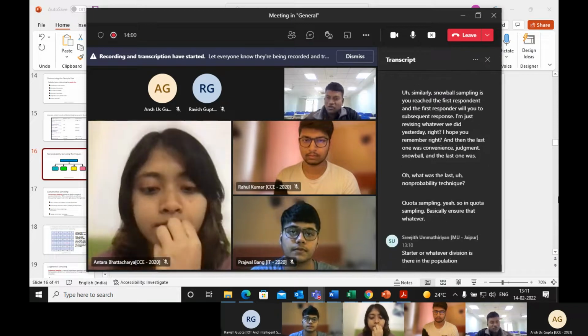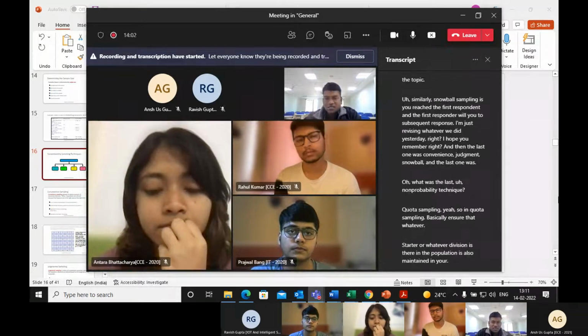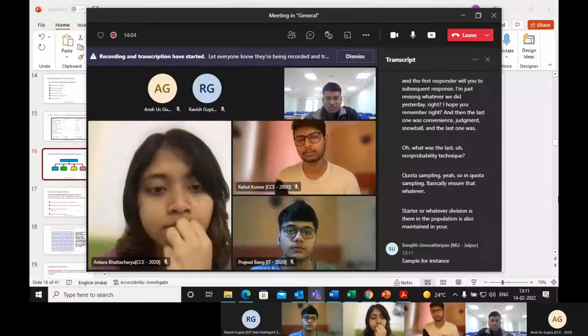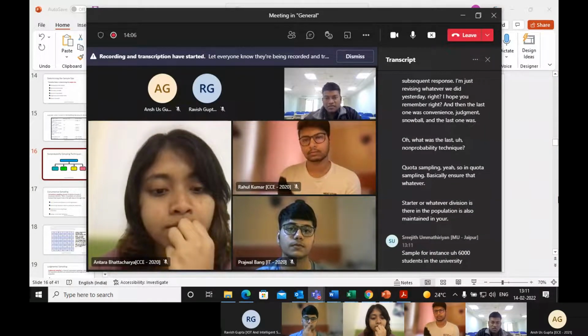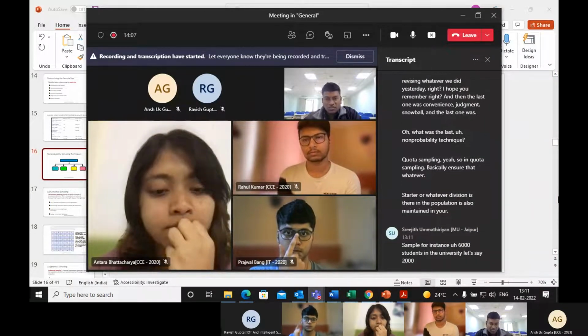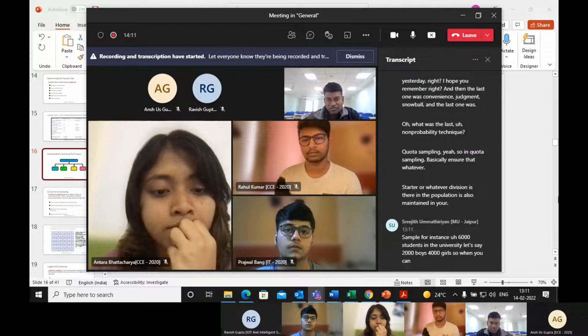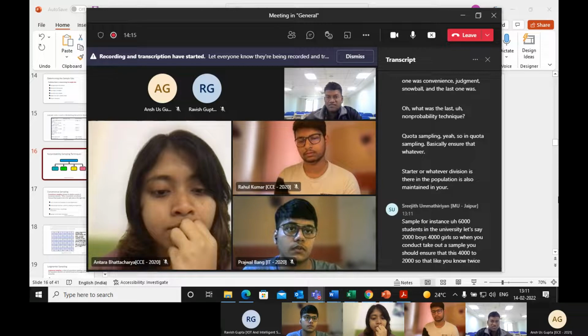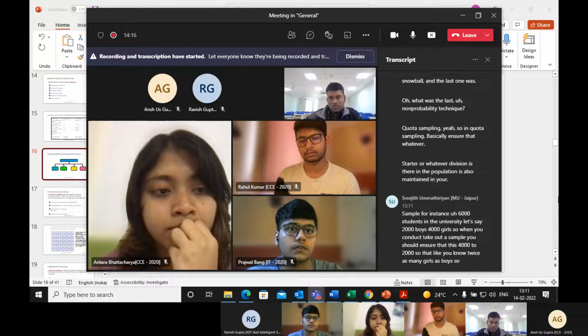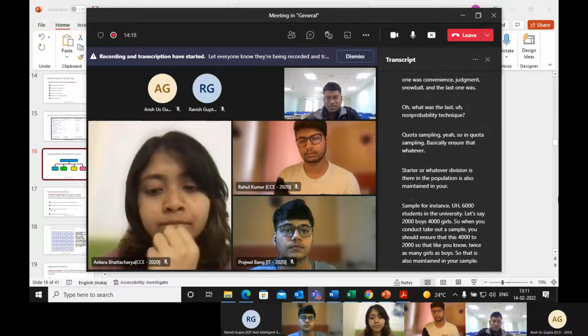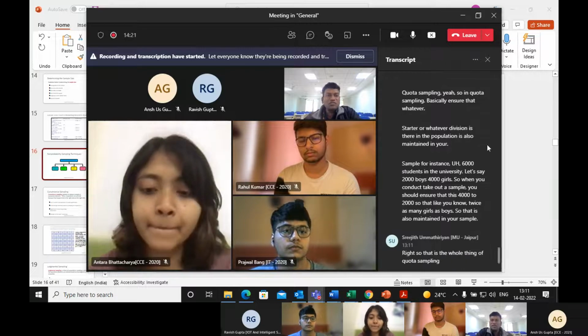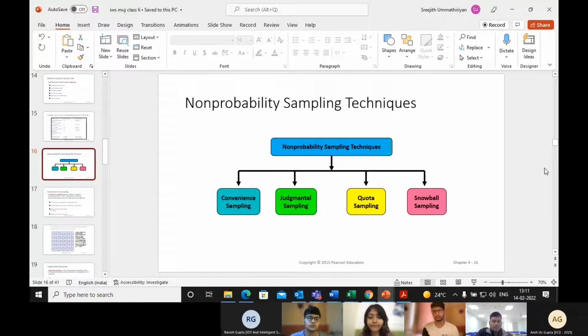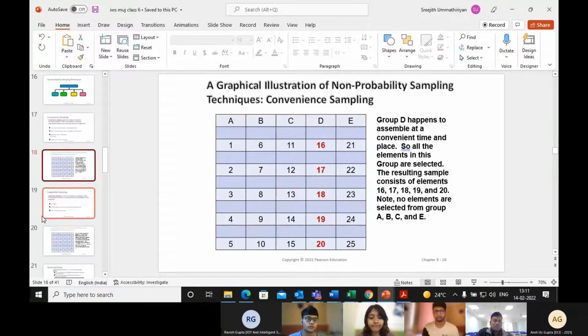In quota sampling, you basically ensure that whatever strata or division is there in the population is also maintained in your sample. For instance, 6,000 students in a university, let's say 2000 boys, 4000 girls. When you take out a sample, you should ensure that this 4000 to 2000 ratio, twice as many girls as boys, is also maintained in your sample, right? So that is the whole thing of quota sampling. Now let's come to probability sampling.